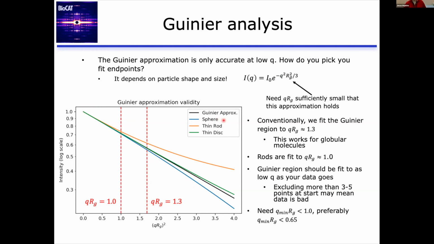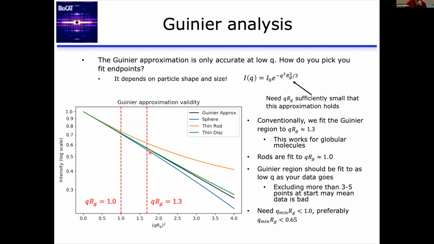And then I have plots for various geometric shapes: a sphere, which is the one down here, a thin rod, which is the one up here, and a thin disk, which is this one that diverges much later. And so you can see that these are all objects where we've taken out the size. Even once you take out the size factor, the shape of the object determines how far this Guinier approximation holds, right? The line for the thin rod starts diverging from this linear black line much earlier than the line for a sphere or the line for a thin disk. And so the range of validity of this approximation depends not just on the size, because you need the QRG factor, but also on the shape. And this is very important because it helps us pick the endpoints.